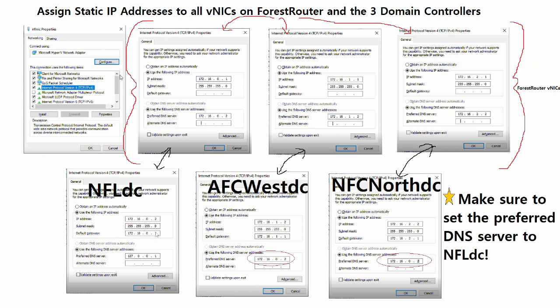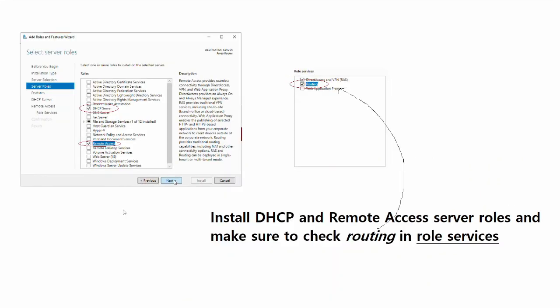And then just make sure to set the preferred DNS server in AFC West DC and NFC North DC to the IP address of NFL DC. It's very important that you do this. You will not be able to create those two subordinate domains if you do not specify the preferred DNS address as 172.16.0.2. Critical here. You won't be able to connect.